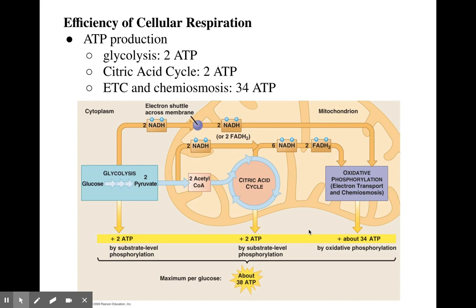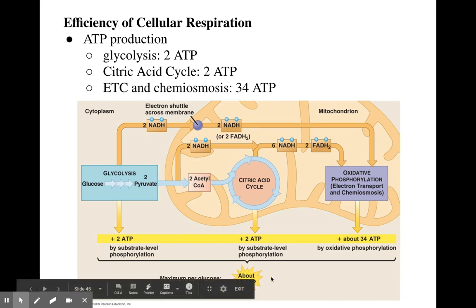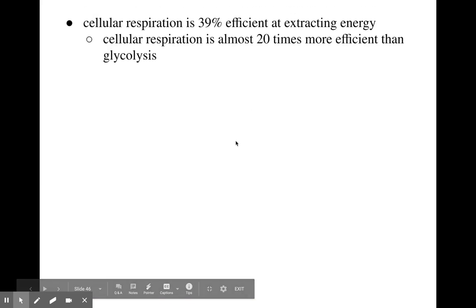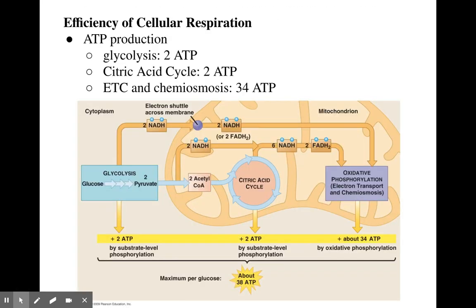Just all those electrons going through, because look at all the electrons we're bringing into this whole situation, and hydrogen ions. So this is a very good process, makes lots and lots of ATP. So our total, notice it says about, our total is about 38. About, because it doesn't always work out perfectly like this number. This is just the number we have. 34 plus 2 plus 2, we're going to say 38.